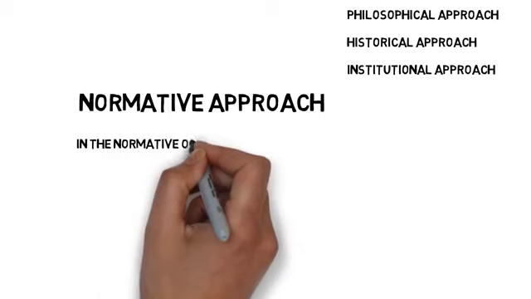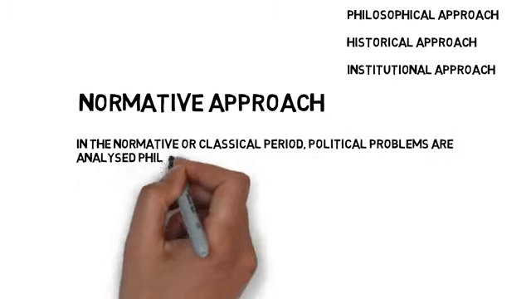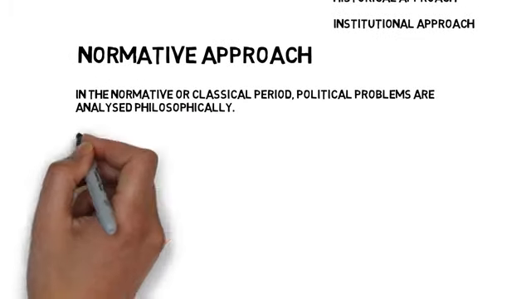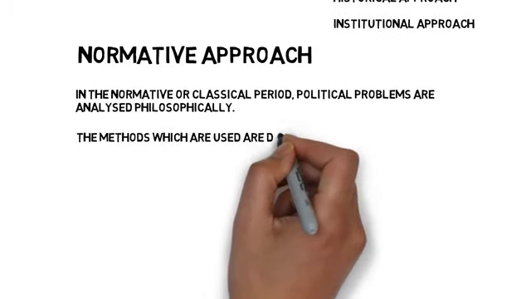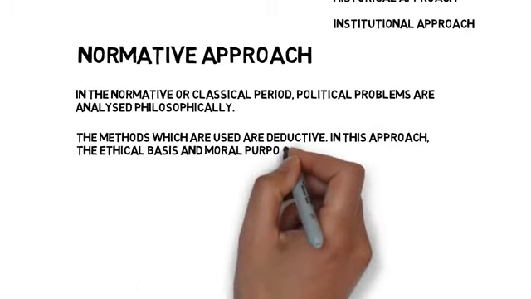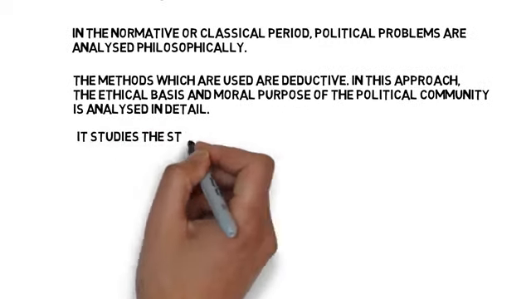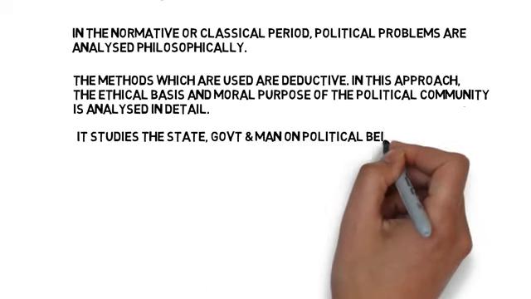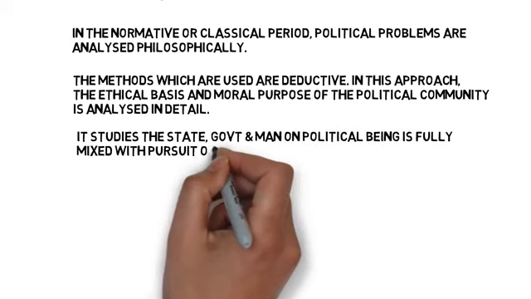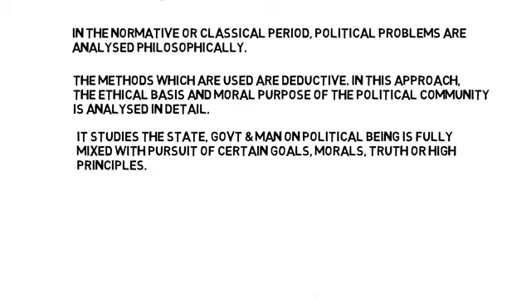In the normative or classical period, political problems are analyzed philosophically. The methods which are used are deductive. In this approach, the ethical basis and moral purpose of the political community is analyzed in detail. It studies the state, government, and man as a political being fully mixed with the pursuit of certain goals, morals, truth, or high principles.